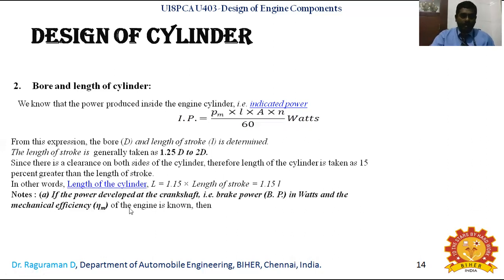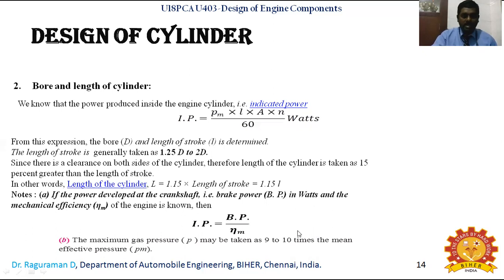So here, if the power developed at the crankshaft, that is the brake power, is in watts, and the mechanical efficiency of the engine is known, then the indicated power will be equal to brake power divided by mechanical efficiency. The maximum gas pressure may be taken as 9 to 10 times the mean effective pressure.